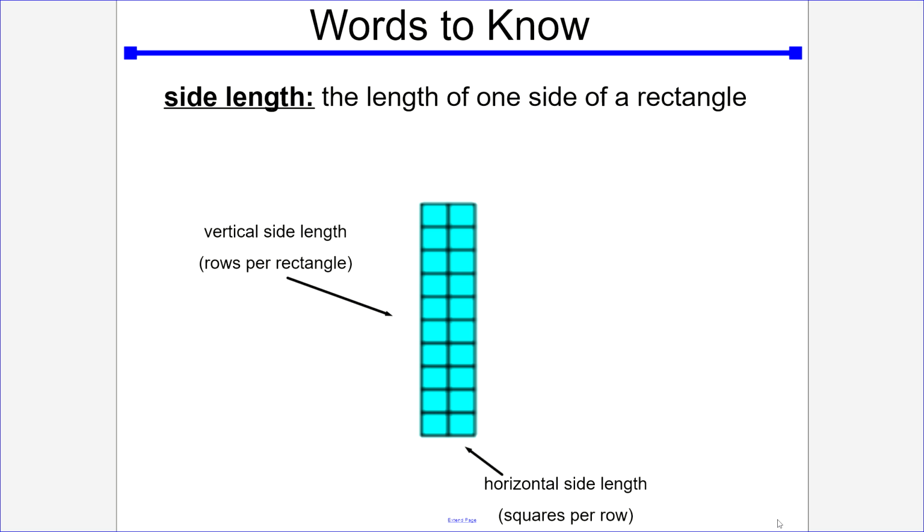We also know that a side length is one of the sides of a rectangle. Rectangles have horizontal side lengths, sides that run side to side, the top and the bottom, and these tell us how many squares there are per row. Rectangles also have a vertical side length, actually 2 of them, the left side and the right side. These are how many rows there are per rectangle.